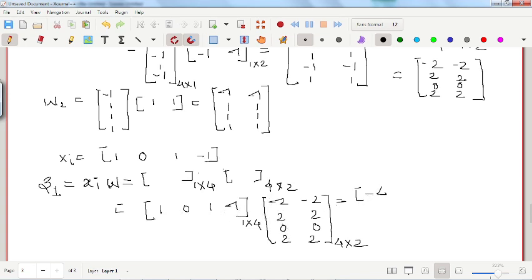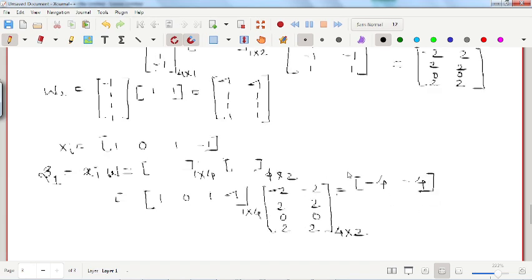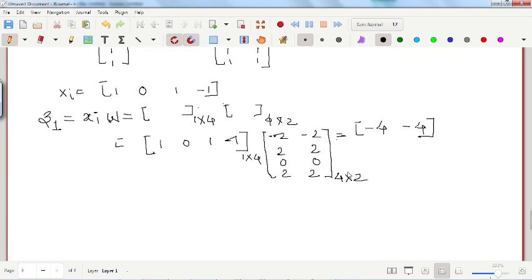So what is the output? Minus 4. Then this row into the second column gives me the second value. 1 into minus 2 is minus 2. This is 0, this is 0. And minus 1 into 2 is minus 2. So this is also minus 4. So the net input or weighted sum is calculated. So z is equal to minus 4, minus 4.